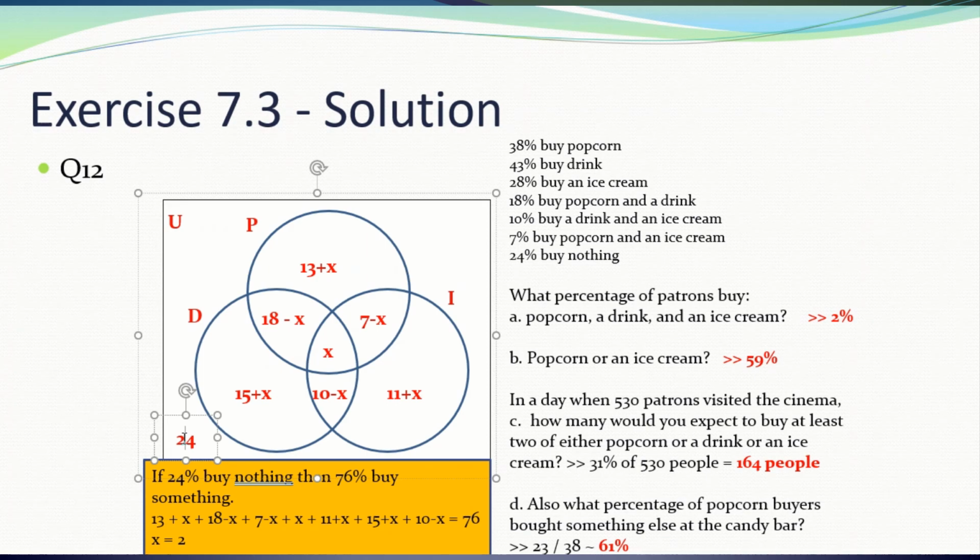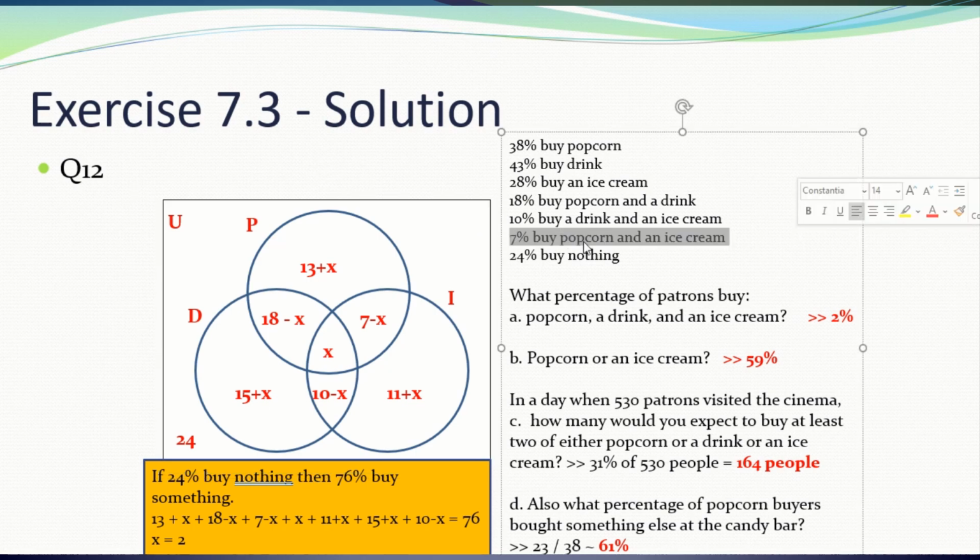So now the only thing that you can do is call the middle x. Because you don't know. So you call the middle x and you work from inward towards outward. So if this is x, what would this be? Popcorn and ice cream was 7, right? This whole thing is 7. So if this is x, this will be 7 minus x. Do you all see that?